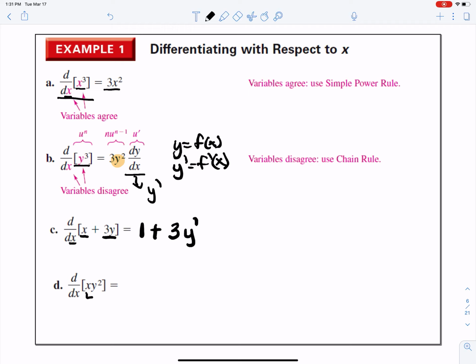When I have two functions put together where there's y's and x's, that's two functions put together, so we need to make sure we're using product rule like we're normally used to. So the derivative of x is 1. The derivative of y squared, we'll get to that when we do the second part. So this is the derivative of the first times the second plus, leave the first the same.